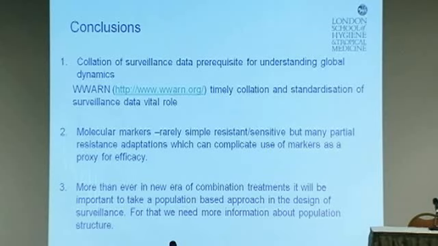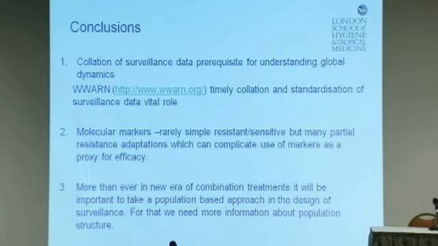My second conclusion is that molecular markers are not really simple, so it's not simply a case of resistant or sensitive segregating in a population. There are many partial resistance adaptations, and that can complicate the use of markers as a proxy for efficacy. So we have to be aware of that in these decisions about thresholds and changes to policy. We needed to know which haplotypes were present and put all that together into the big picture before we could decide on a threshold of 50% of the 540.